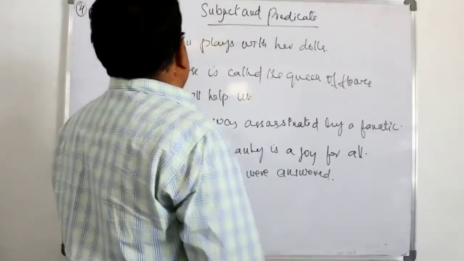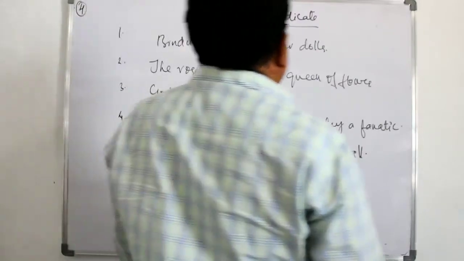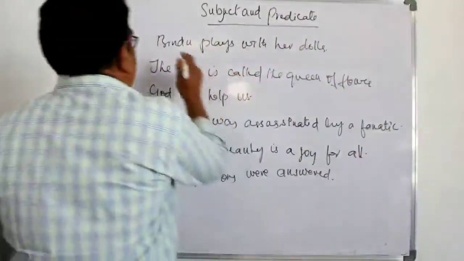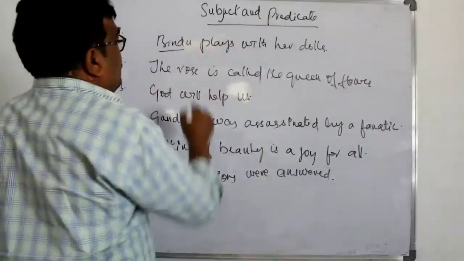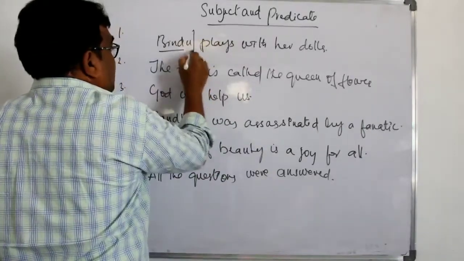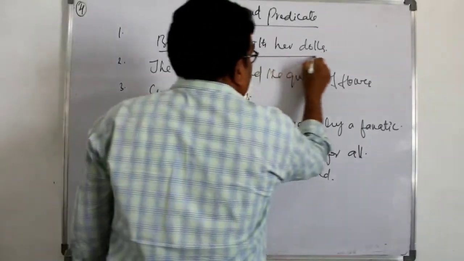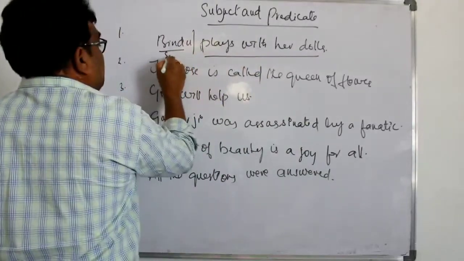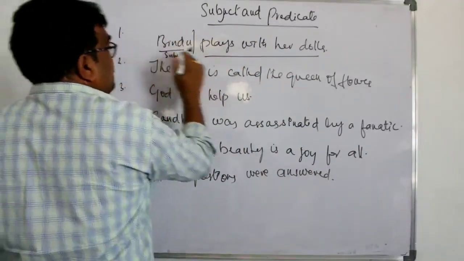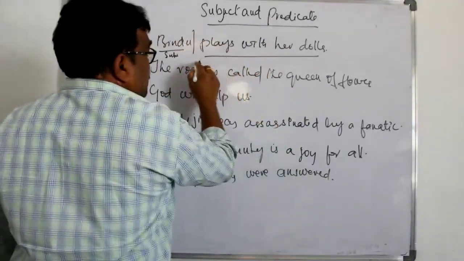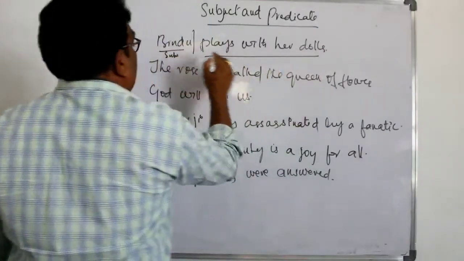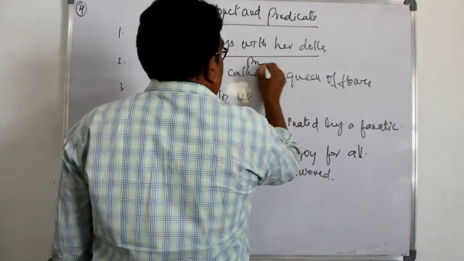Number one, Bindu plays with her dolls. Here, Bindu is the noun. This is the subject. If you exclude the subject, the remaining part from the verb up to the end is the predicate.